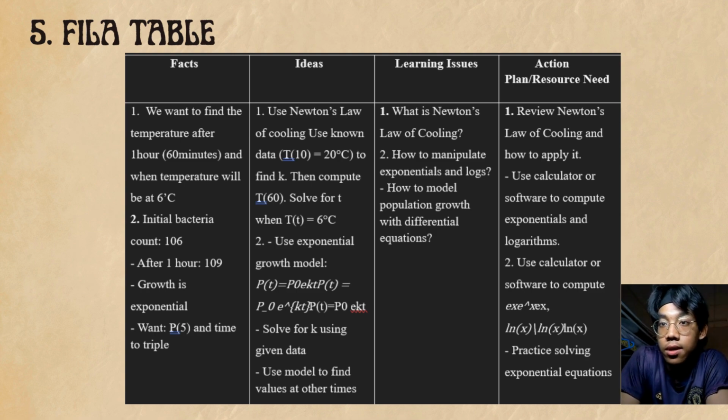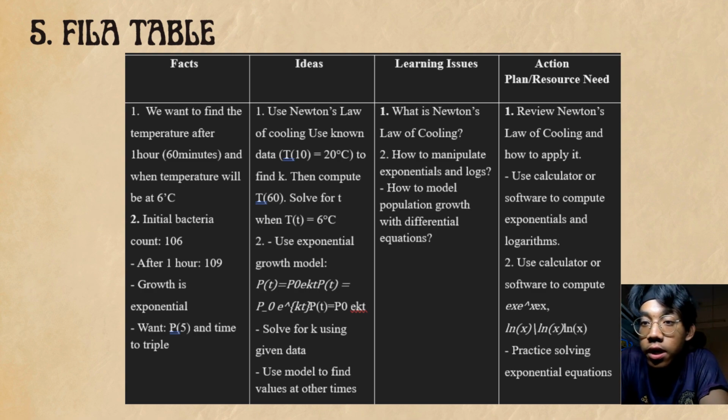Okay, next, about ideas. Use Newton's law of cooling. Use known data, T(10) equal to 20 Celsius, to find the k. Then compute T(60) and solve for t when T equal to 6 Celsius. So the second one, we want to use the exponential growth model, as you can see there. Next, we want to solve for k using given data and use it to find values at the other time.